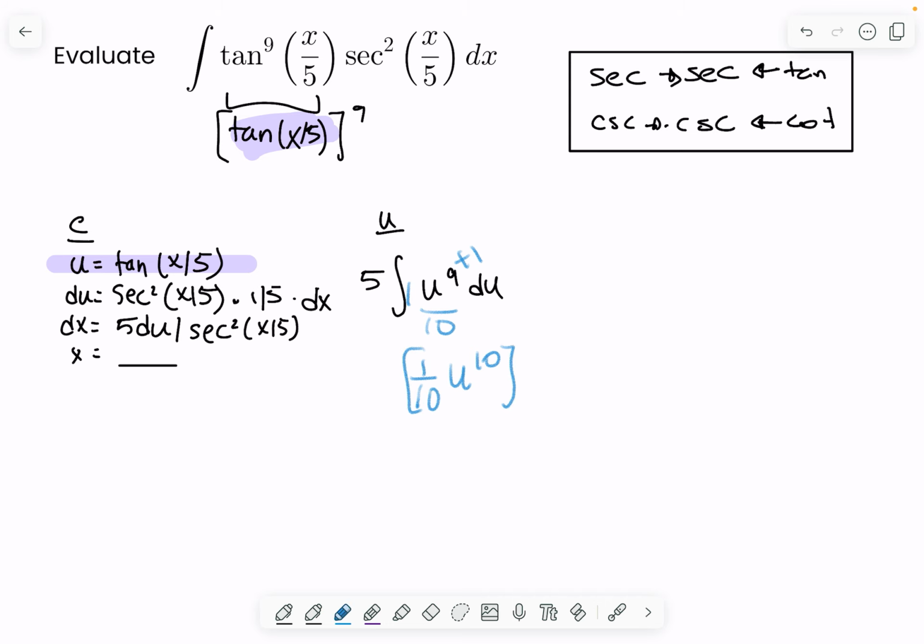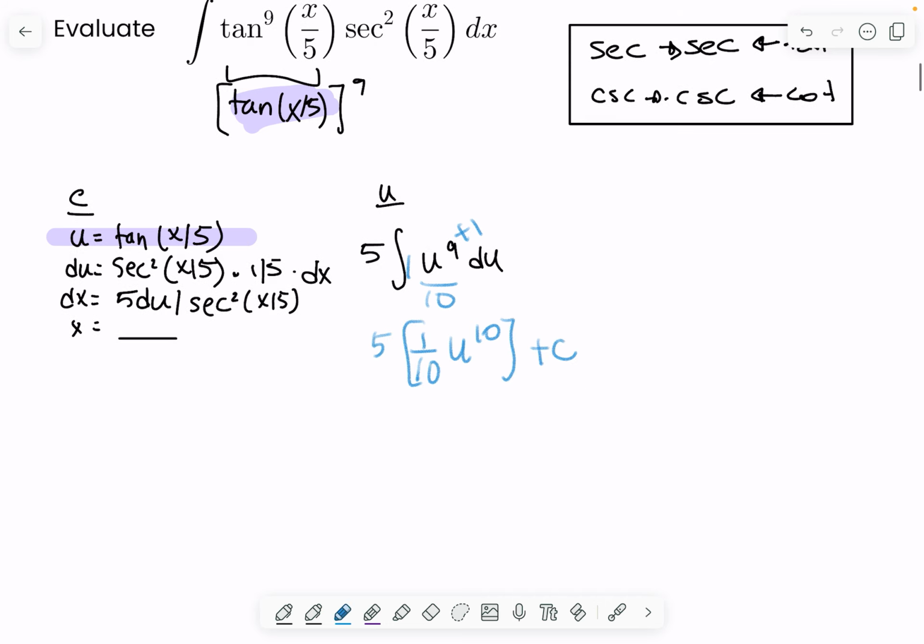This is all being multiplied by 5, and we're doing a plus c because it's an indefinite integral. And you can distribute the 5 in, so that becomes 5 over 10, which is just 1 over 2. And then the final step is you're plugging u back in. Because you don't have specific u's, because it's not a definite integral, you're going to plug in the general u. So that's going to be, oops, what am I doing? 1/2 tangent of x over 5, to the 10th plus c, or you could just write it as this. All right, that's your answer.